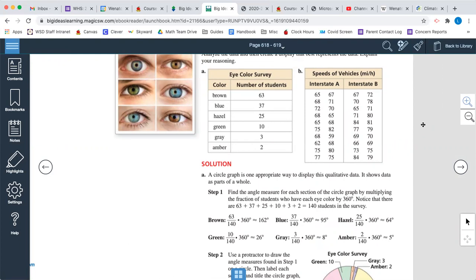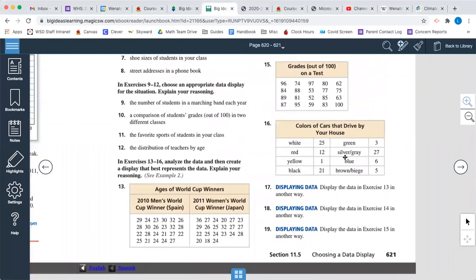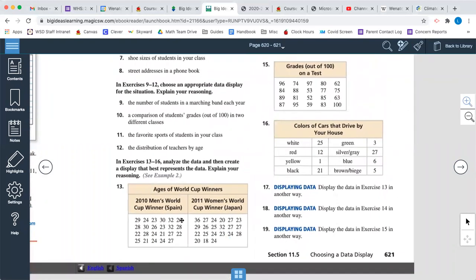And that's a pretty good option for that one, in addition to the box and whisker plot that was shown. And you'd have to make it a double histogram in order to properly delineate between interstate A and interstate B. Now, there are a number of other options that are available to us, and let's look at some of these examples. So if we're looking at the World Cup men's team and women's team winners, the histogram would work fine on this one.